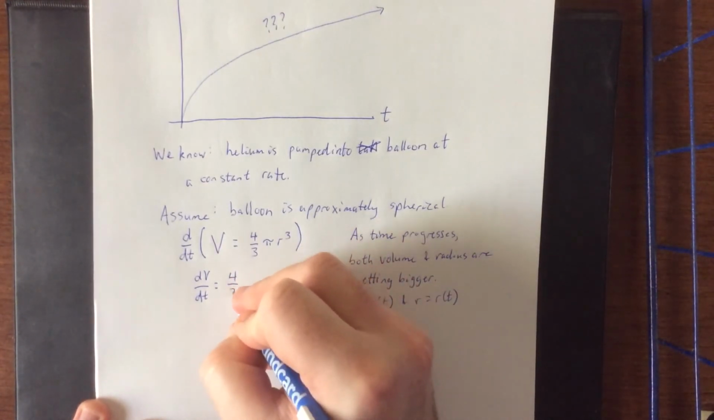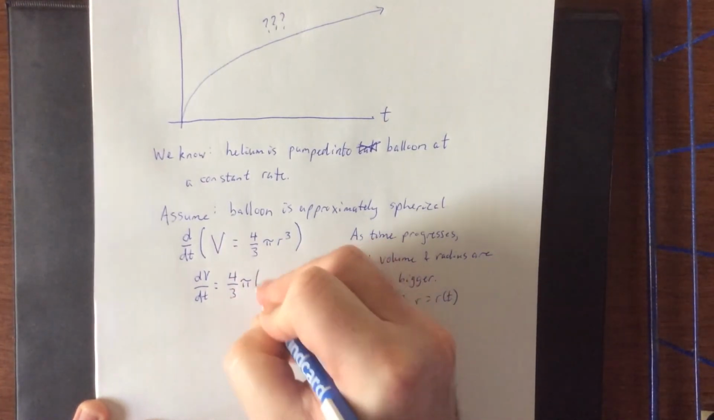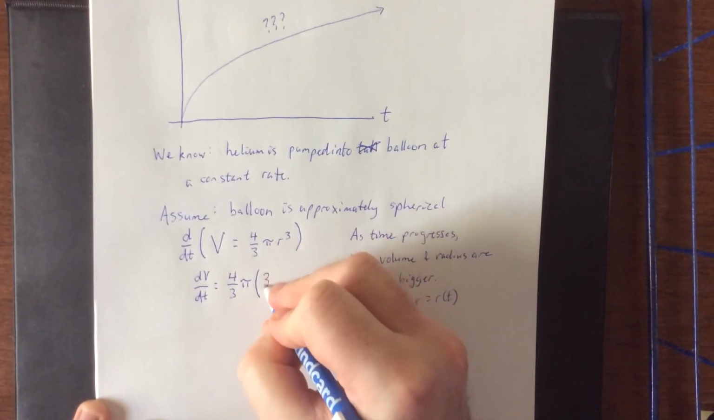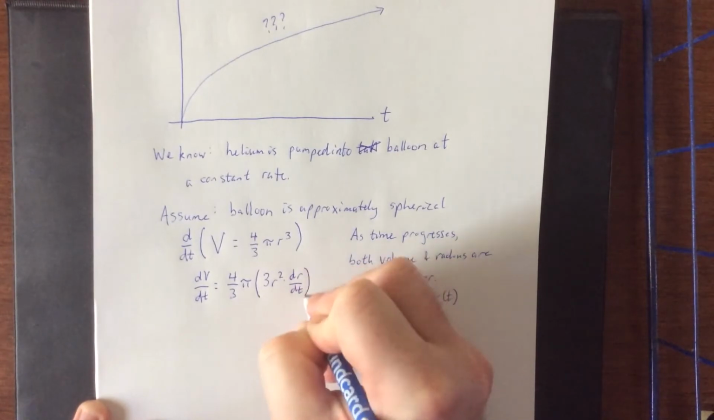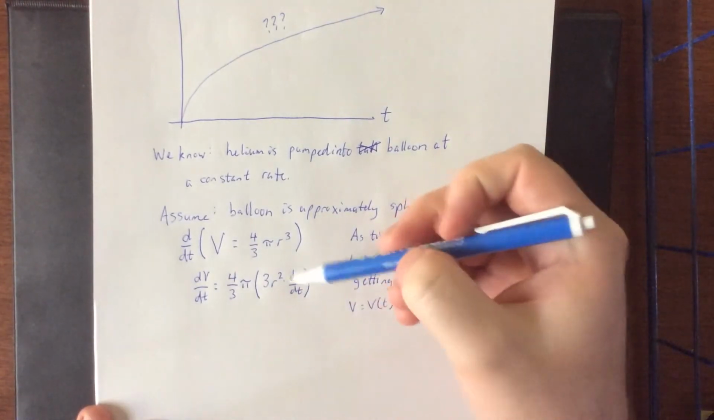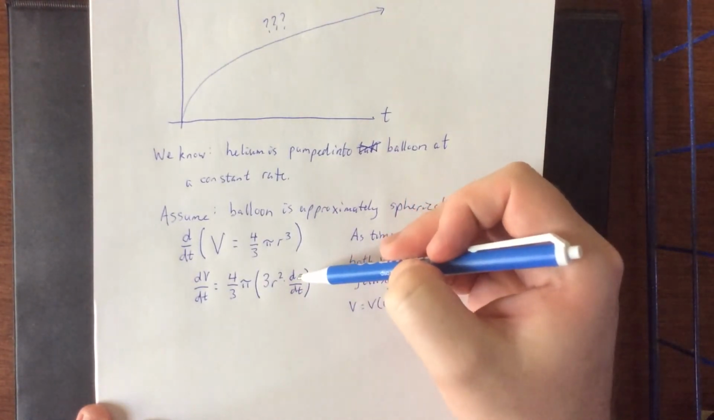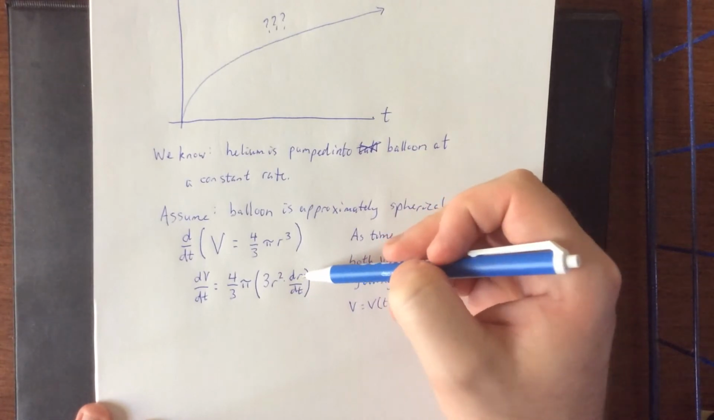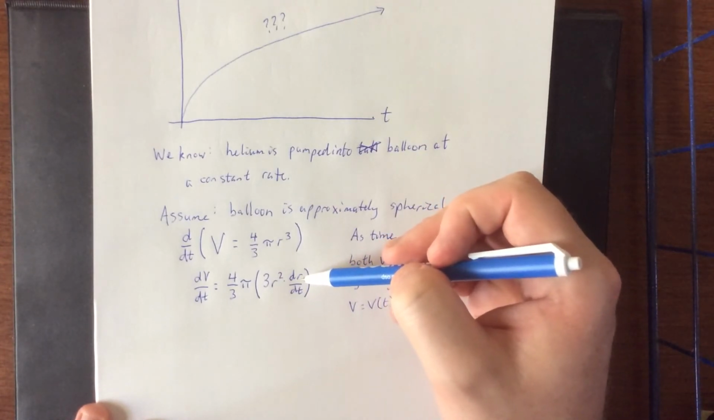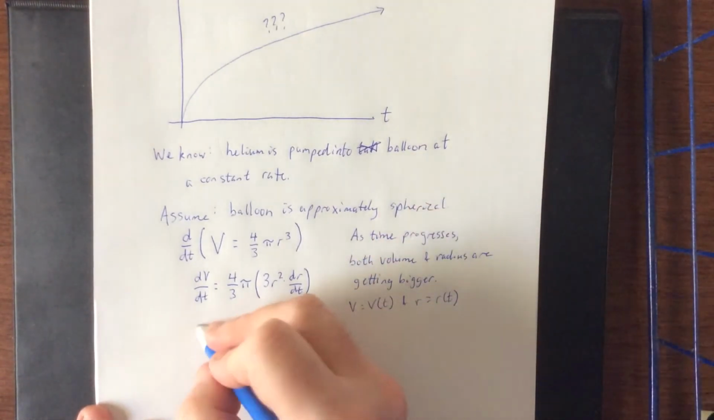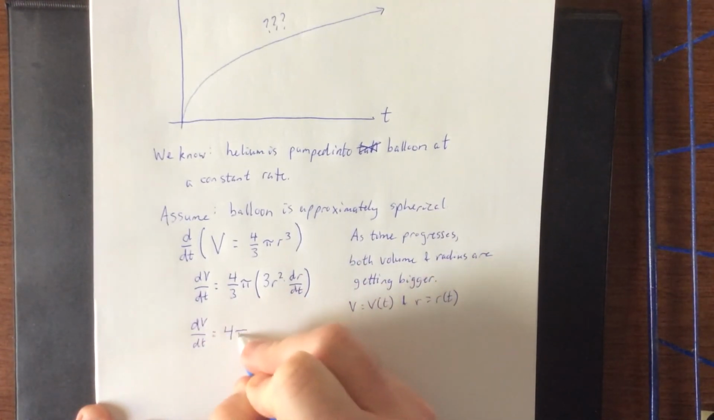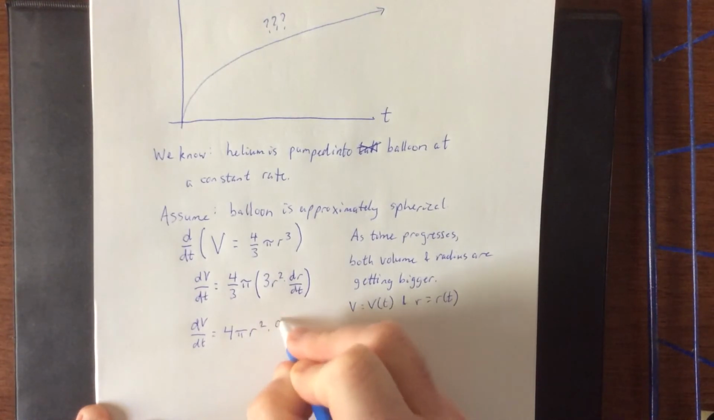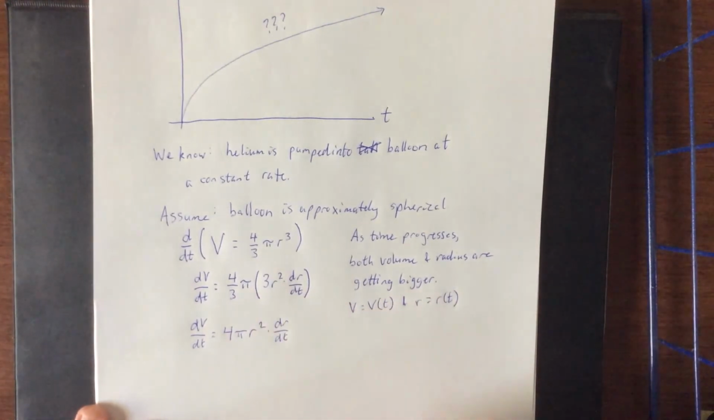The 4/3 pi is a constant multiple, so we'll treat it as such. But the r cubed is going to be 3r squared times the derivative of r with respect to time. This derivative represents our perception of the rate at which the size of the balloon is changing. Now, simplifying the right-hand side a little bit, this will be 4 pi r squared times dr over dt.